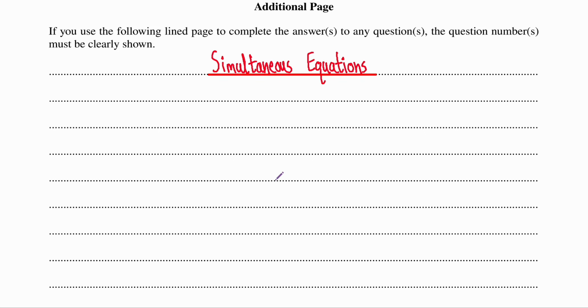Okay, let's talk about simultaneous equations. So what does that mean? We know simultaneous means happening at the same time, right? So what that means is, let's say you had two different equations.